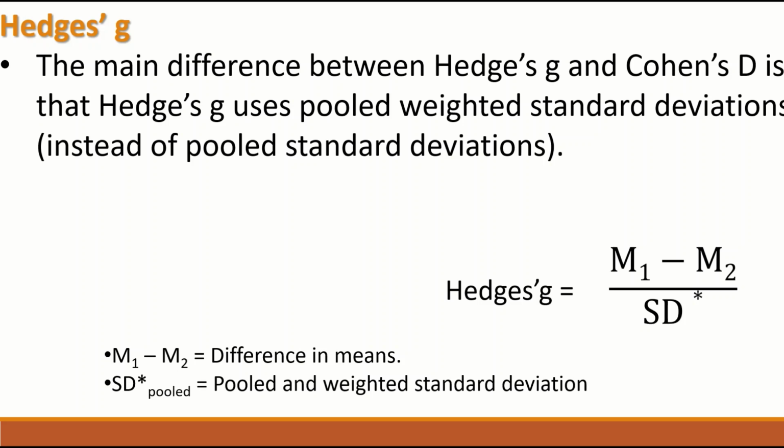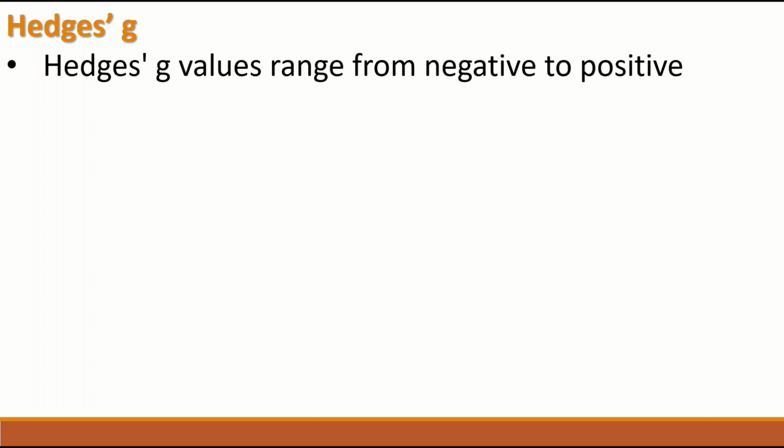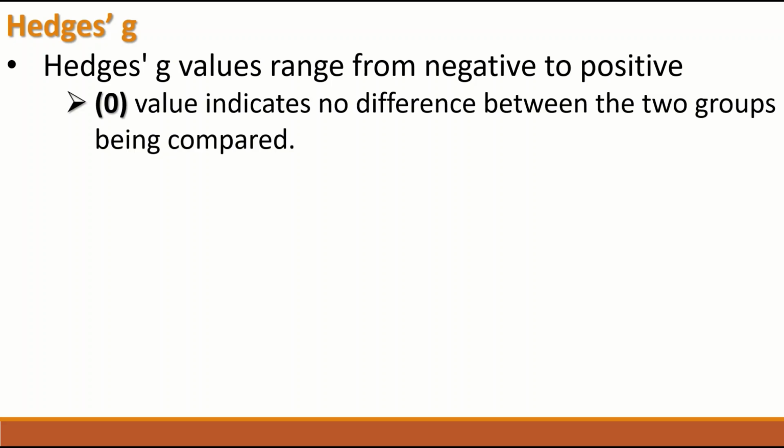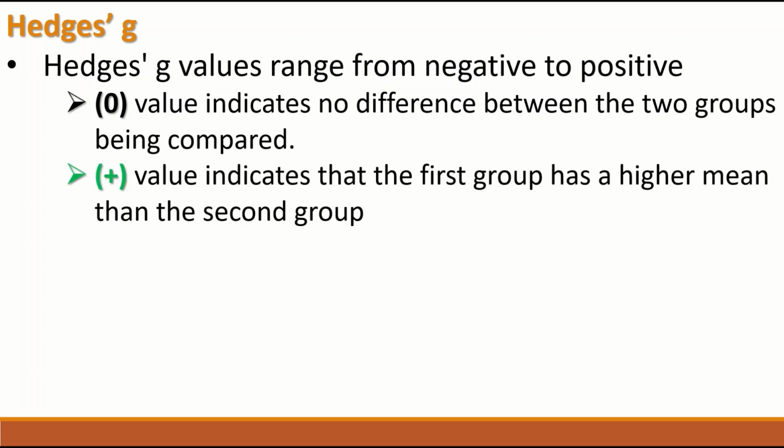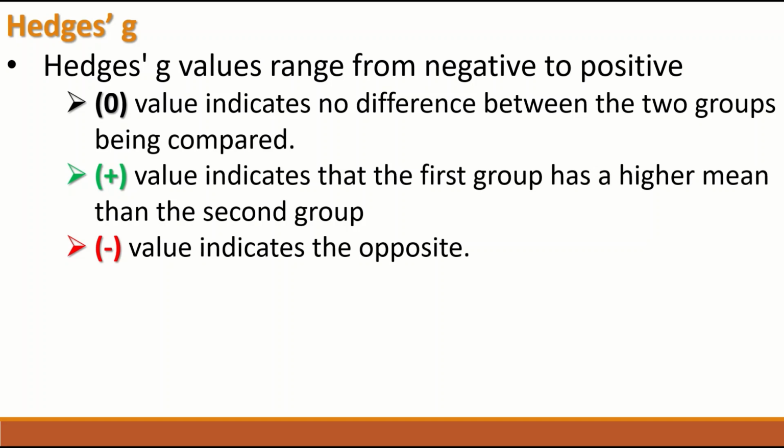So this is the formula for how to calculate Hedges G, which is an estimate of the effect size. A larger value for Hedges G means that the difference between the two variables is large. A smaller one means the difference is small. This Hedges G is standardized. Hedges G values range from negative to positive. It can be positive or negative, since we are subtracting the means of groups. If the value is equal to 0, that indicates no difference between the two groups being compared. If the value is positive, that indicates that the first group has a higher mean than the second group. And if the first group has a mean lower than the second group, then the Hedges G value will be negative. Now, this is for Hedges G.